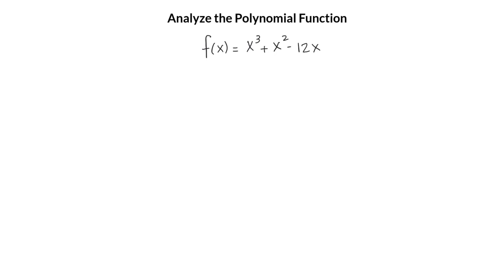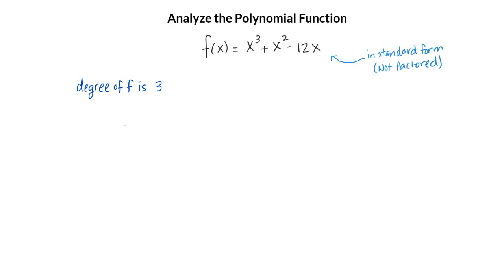Let's analyze the polynomial function x cubed plus x squared minus 12x. The first thing we'll notice is that the function is in standard form. It is not factored. It is an expanded standard form. That makes it very easy for us to determine the power function, which is the highest degree present in the polynomial, and therefore the end behavior and the potential number of turning points that this function will have.